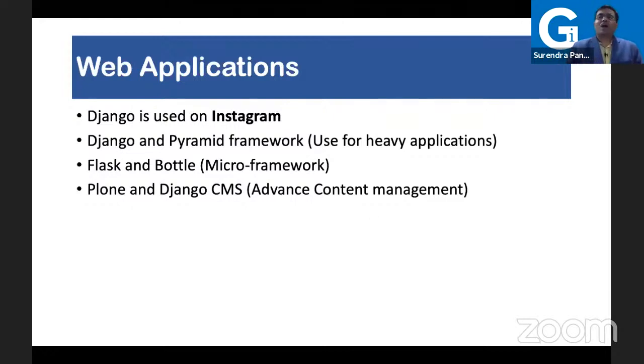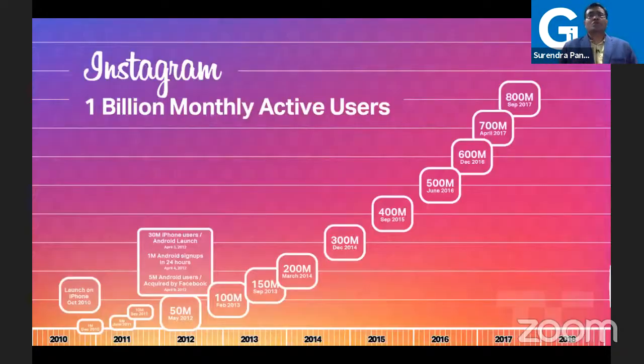Do you want to know how Instagram has changed, how popular it is, and how exactly its growth has taken place? This Instagram is a Django based application. It has various frameworks also integrated. You look at the kind of users connected to Instagram, and you can see from the year 2010 to 2018, billions of users are connected to Instagram.